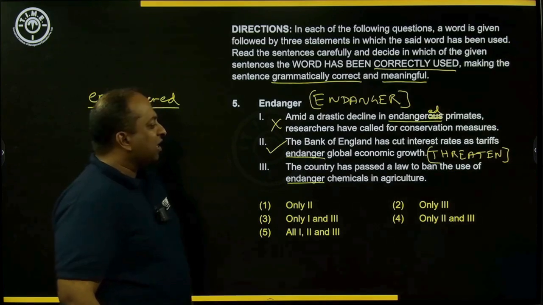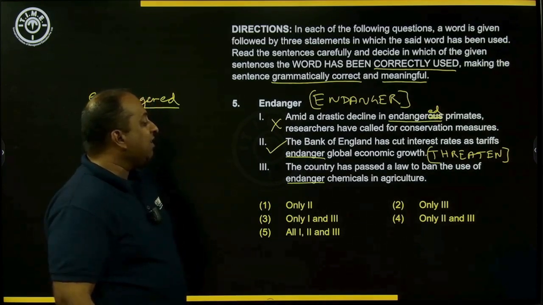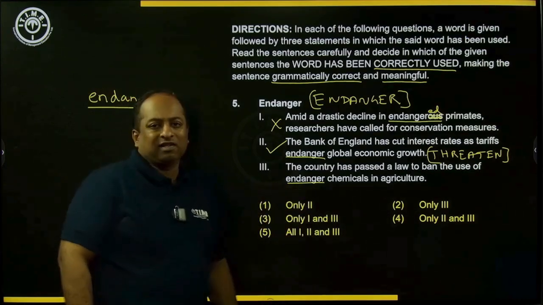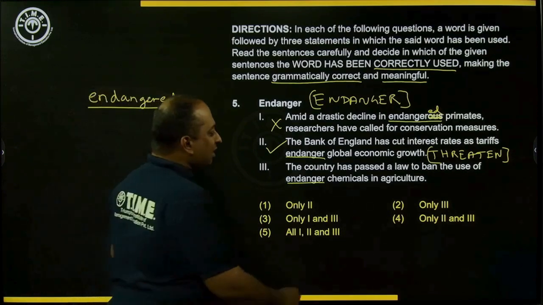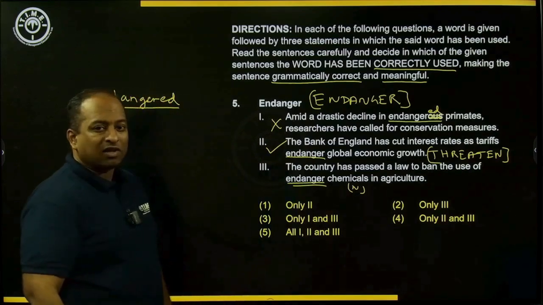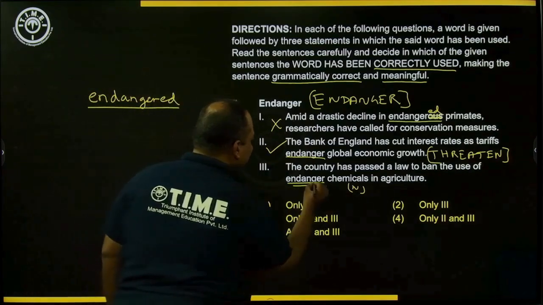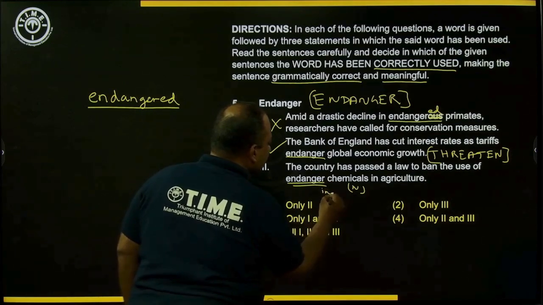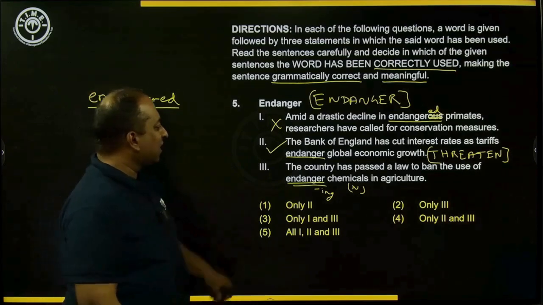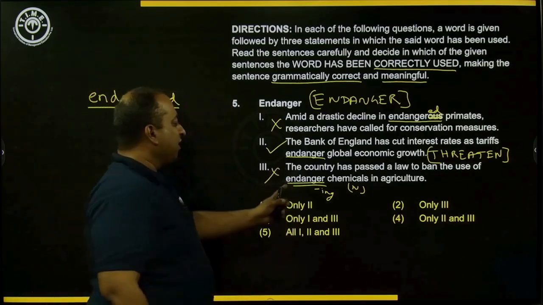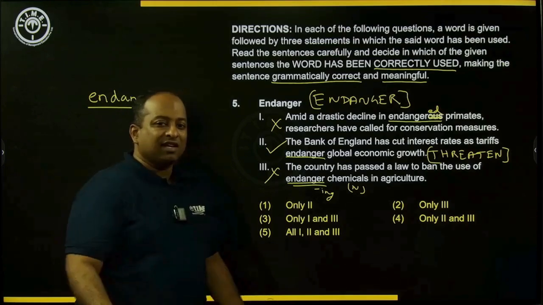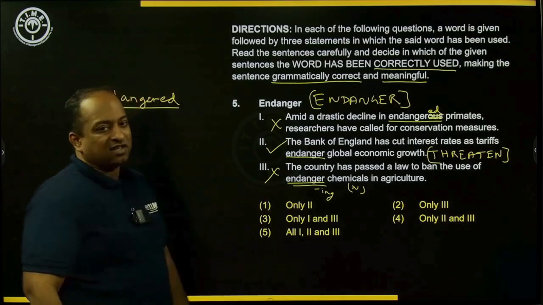The country has passed a law to ban the use of endangered chemicals in agriculture. Now, when you're talking about chemicals, chemicals are a noun, so this should be an adjective. Endanger is not an adjective. The adjective form here would be endangering; you need to add an ing at the end. So this statement is also wrong, because when you're trying to define the chemicals, you have to call them endangering chemicals and not endangered chemicals.